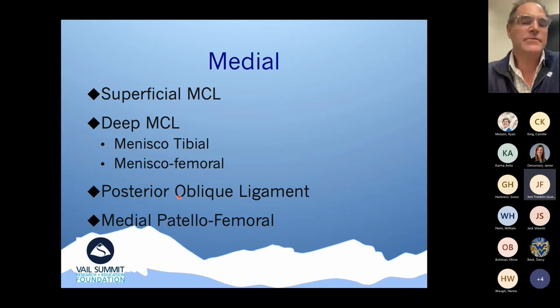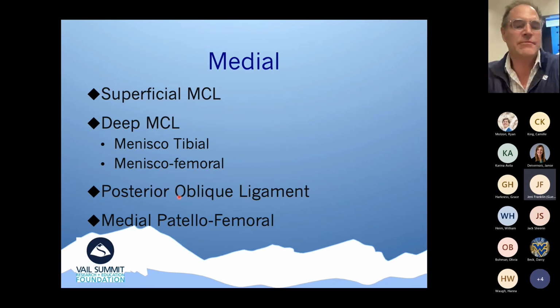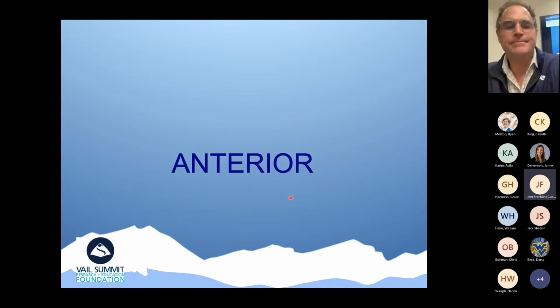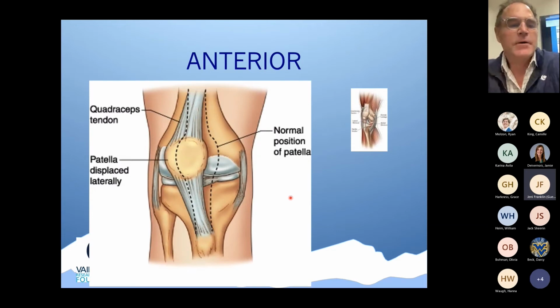So on the medial side, you've got the superficial MCL, the deep MCL, which can be broken down to meniscotibial and meniscofemoral, the posterior oblique ligament or POL, and the medial patellofemoral ligament. Let's go anterior now. So again, we talked about the quadriceps tendon being a tendon. It connects what to what? What muscle is the quadriceps tendon connecting? And what bone is it connecting to? Yeah, so quadriceps muscle to the patella.